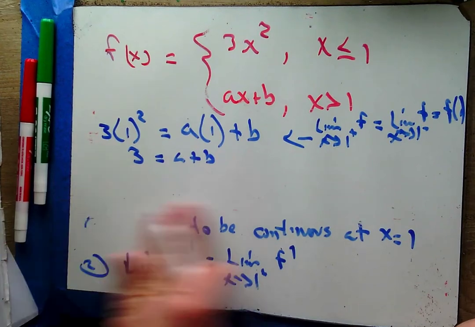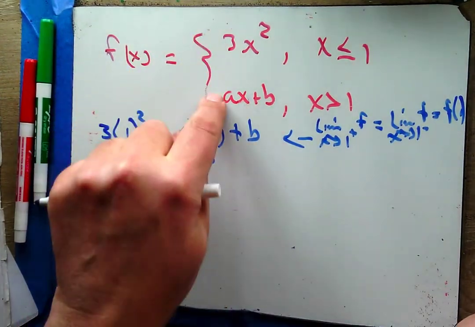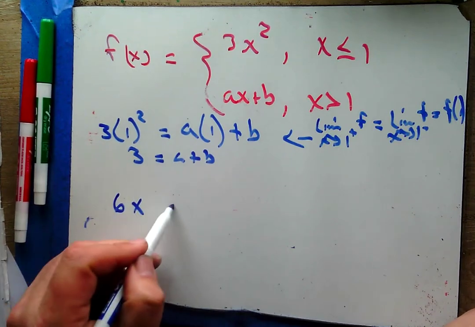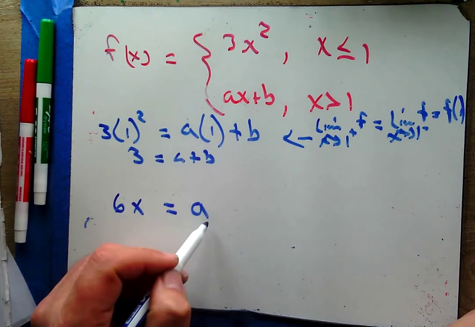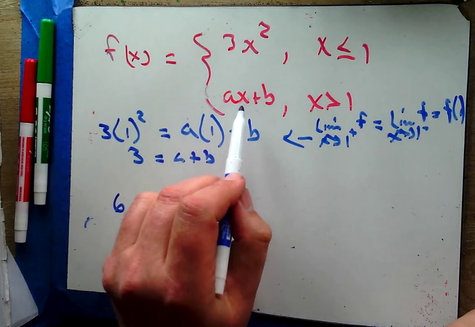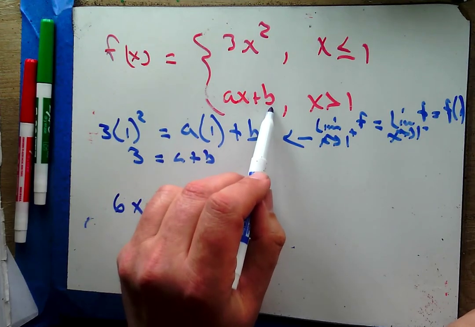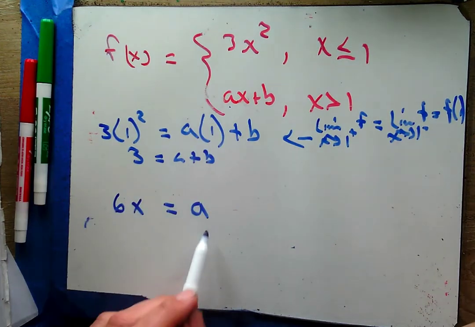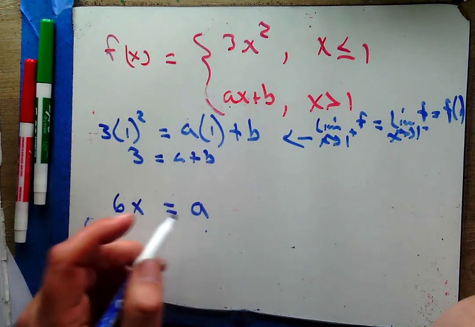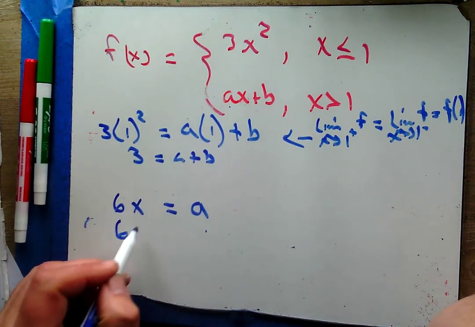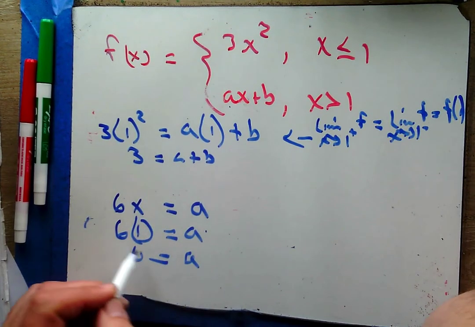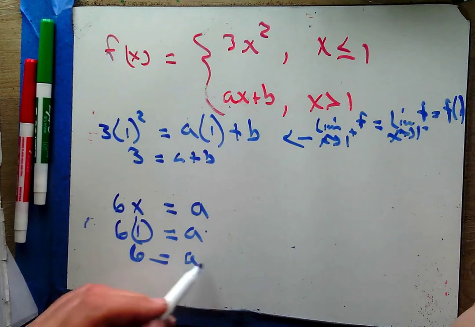But now I'm going to look at the derivative of each of these. And so I've got 6x should equal a, right? Because look, the derivative of a constant is 0, and the derivative of this linear function is just its slope. And what did we know? We know at x equals 1. So a equals 6 at x equals 1.